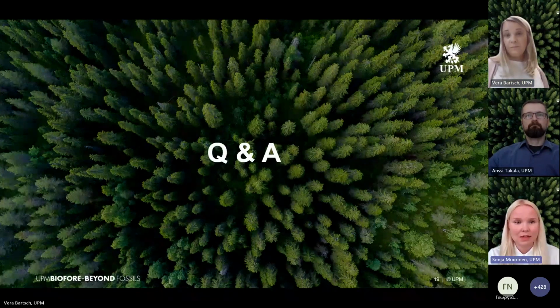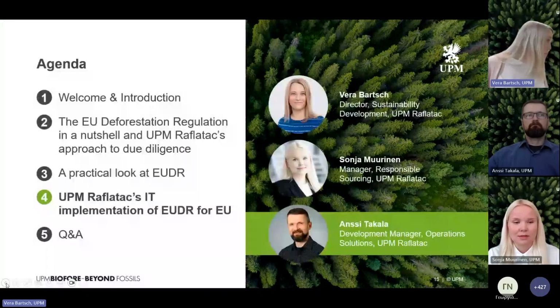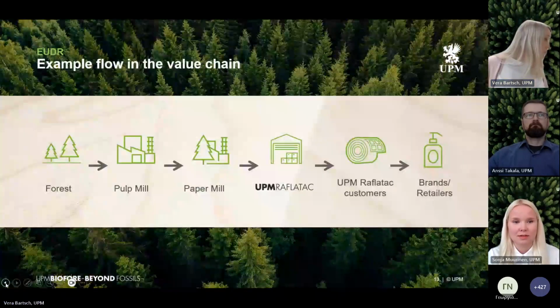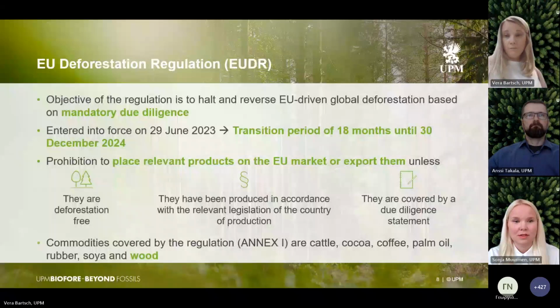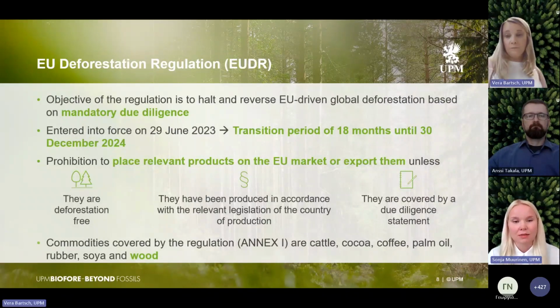Yeah, if we want to go back to slide 8, if it's possible. Okay, so here in the middle, you see that all the products that we place into the EU market need to be deforestation-free. They need to have been produced in accordance with the relevant legislation of the country of production, and they need to be covered with this due diligence statement. So the risk is related to these 3 pillars over here.